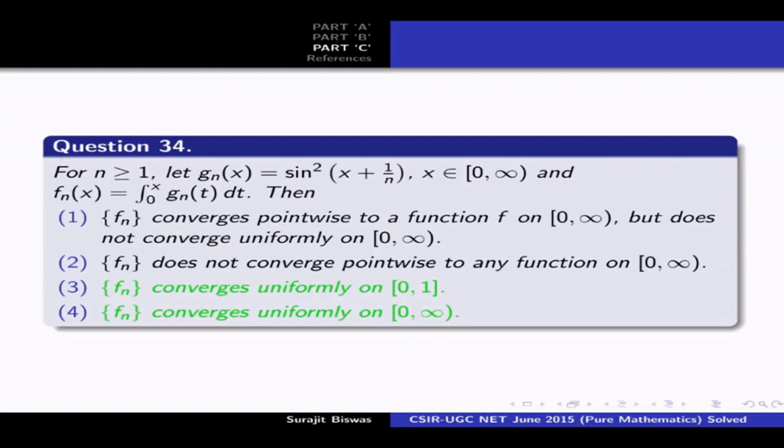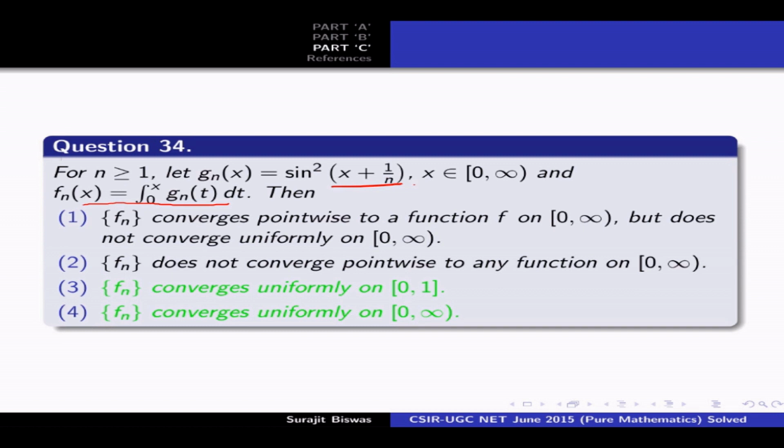Okay, now we begin with part C. So the first problem of part C is question 34. For n bigger than or equal to 1, we are considering a sequence of functions. Let gn(x) equal to sine square x plus 1 by n, x belongs to 0 to infinity, and consider fn(x) as integration from 0 to x of gn(t) dt. Then we need to verify the pointwise or uniform convergence on the given domain: closed 0 1, or open 0 infinity.